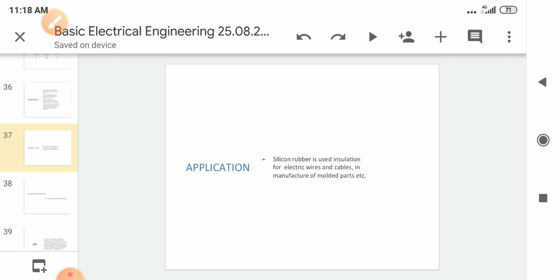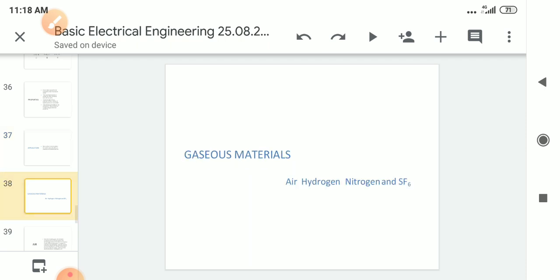And the last one is gas insulating material. What are the gas materials of the insulating type? The examples for these gas insulating materials are air, nitrogen, hydrogen, inert gases like neon, argon, mercury vapor, sodium vapor. In lamps also we use these inert gases, right? Sodium vapor lamp, mercury lamp, like that. Okay.